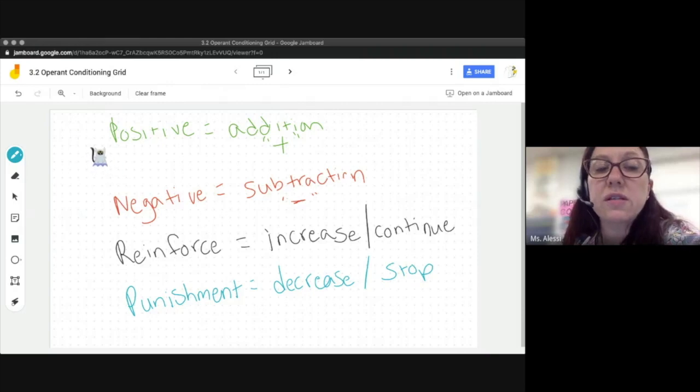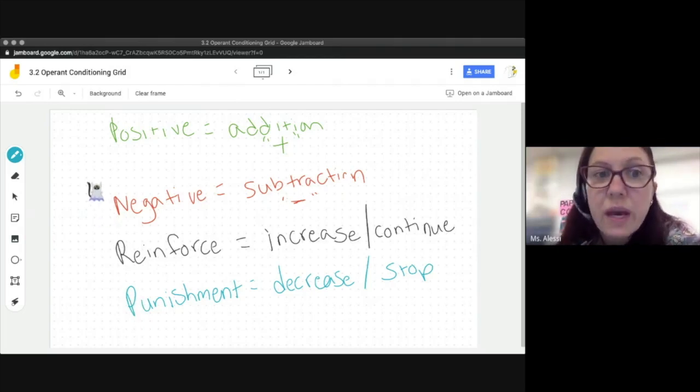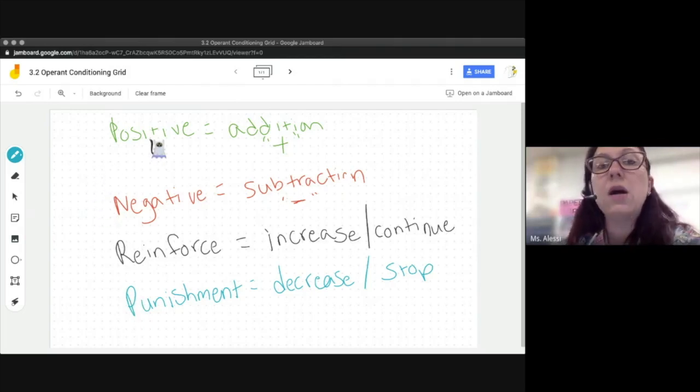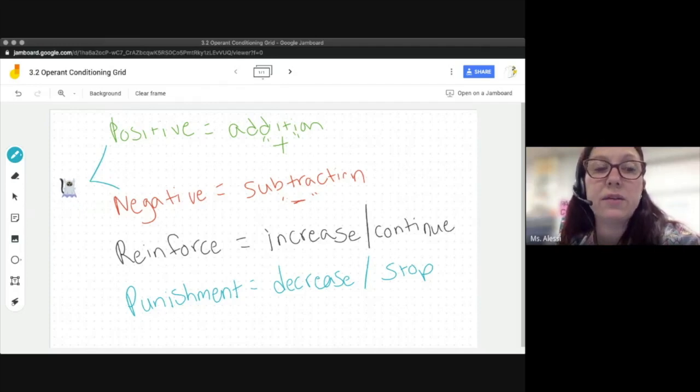So these four words, because we already have associations built into them, become very confusing. So we have to relearn what these words mean. When I'm talking positive in operant conditioning, I'm adding a stimulus. I'm adding something to the situation. If I'm talking negative, then I'm subtracting. I'm taking away from the situation. So that is whether I'm going to add or take away from the stimulus. So we're talking about the stimulus here.